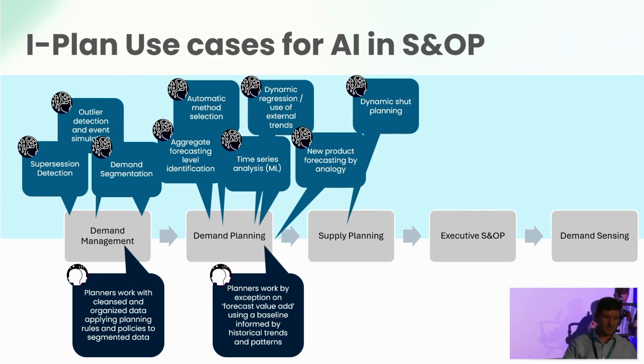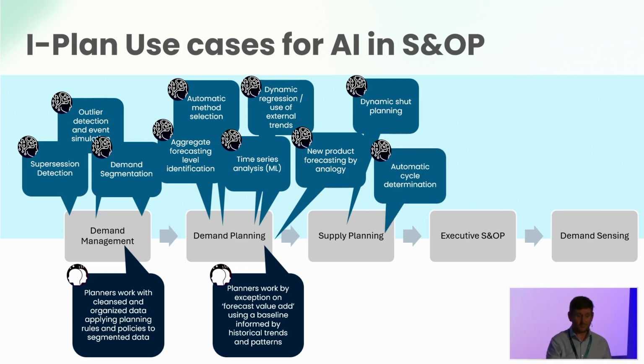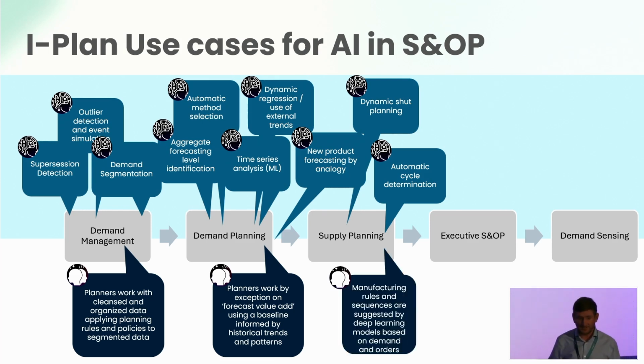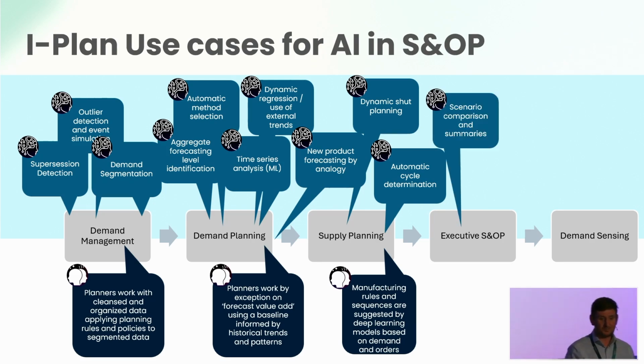From a supply planning perspective, we can be thinking about dynamic shift planning. So where should we make change? Where should we plan events within our manufacturing calendar based on the picture of demand? And also automatic cycle determination. So moving from an inside-out to an outside-in organization that is looking at the profile of the demand and planning the manufacturing cycle around those. This allows, again, planners to work with rules and sequences that are suggested by the tool.